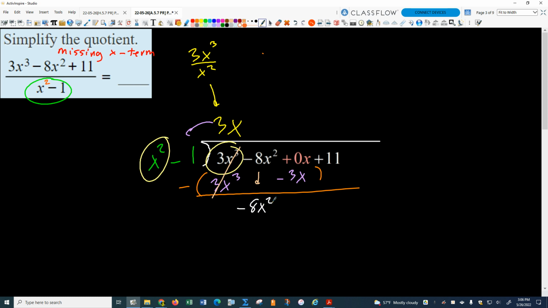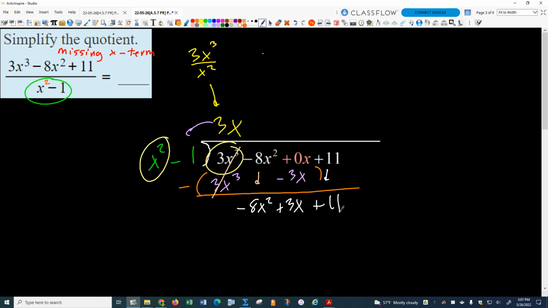And if there's nothing in the second row, you can always just bring it straight down, in other words. Okay, now be careful with this one. 0x minus negative 3x is what? Plus 3x. Subtracting a negative is like adding, right? So I'm going to get a plus 3x, and then I bring down the plus 11, and now I just rinse and repeat, right? Just do the same thing.